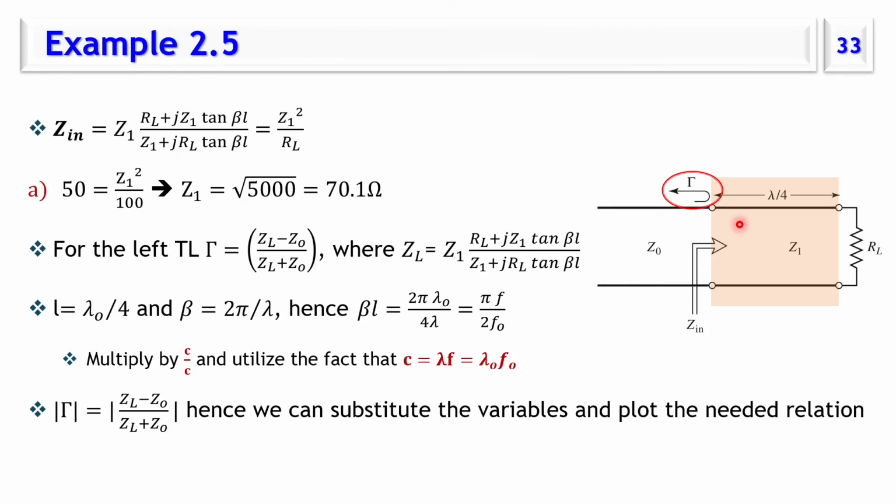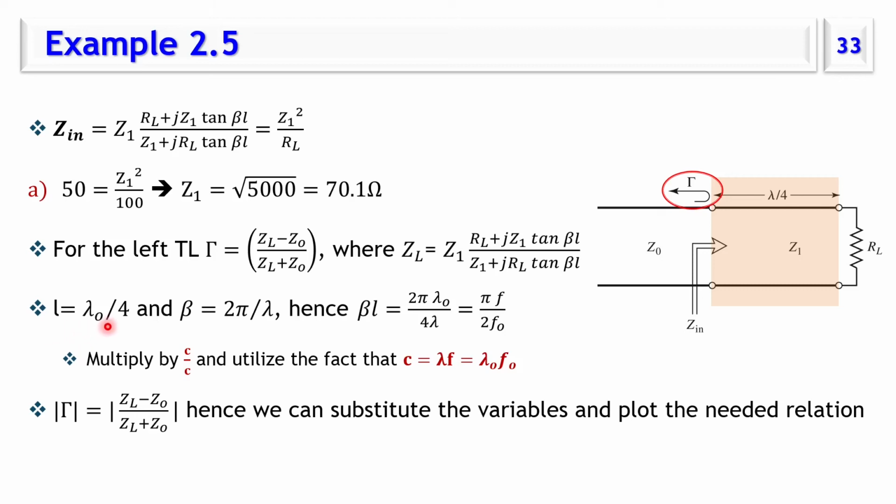So we just do the math. We need Z input here to equal 50, which makes Z1 equal the square root of 5,000, which is 70.1. So if we have a 70.1 ohm transmission line segment with a length of lambda by 4, and we have a load of 100 ohm, this load is matched to the 50 ohm transmission line because of this impedance transformation.